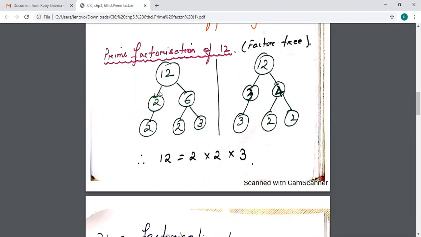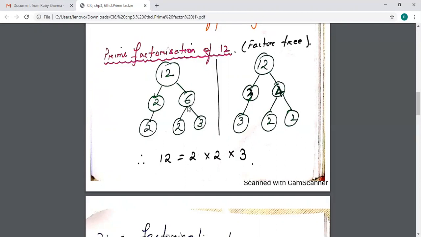First we select the first prime number 2. When I write here 2, the other branch will be 2 into what gives you 12? That is 2 into 6 gives you 12. So 12 is 2 into 6. Now 2 is a prime number, so there are no more factors. You have only 1 and 2, isn't it? So we just write that straight away, 2. We don't write 1 into 2. We just write 2.